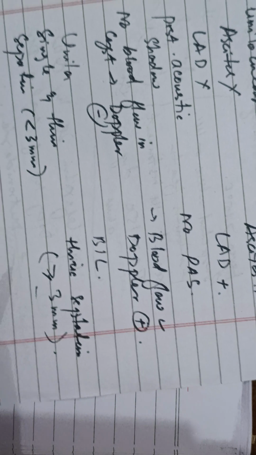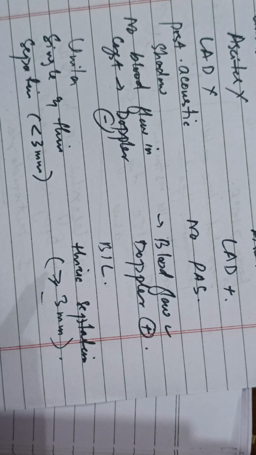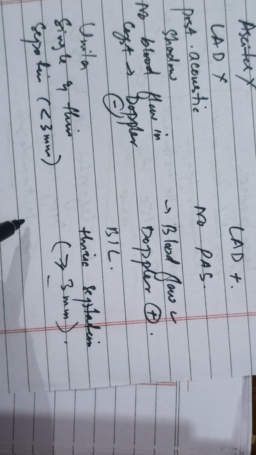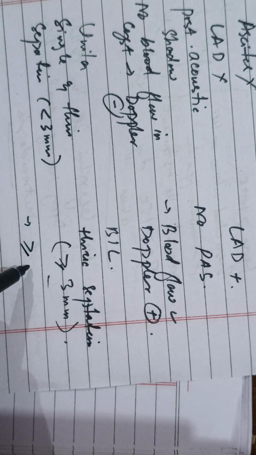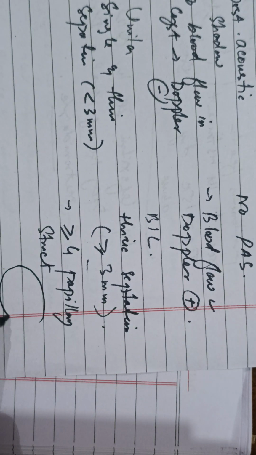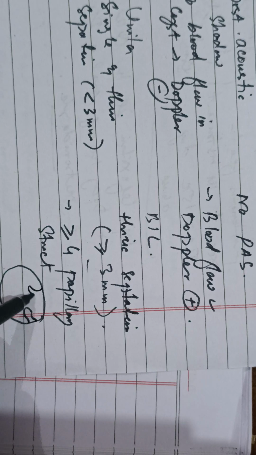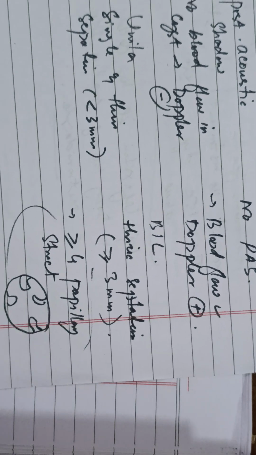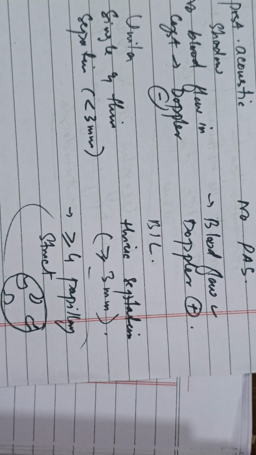If the cyst has papillary structures, then in malignant the papillary structures should be equal to or more than 4. Like this is a cyst and there is papilla. So in malignant this should be more than 4. These are the benign versus malignant features.